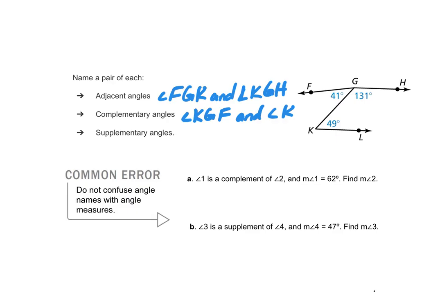Wait, because K is like the only one with one angle on it. Yep. Okay. Yep. Exactly. That makes sense. If I were to draw another one like off of there, like that, now there's a couple angles that happen at K.